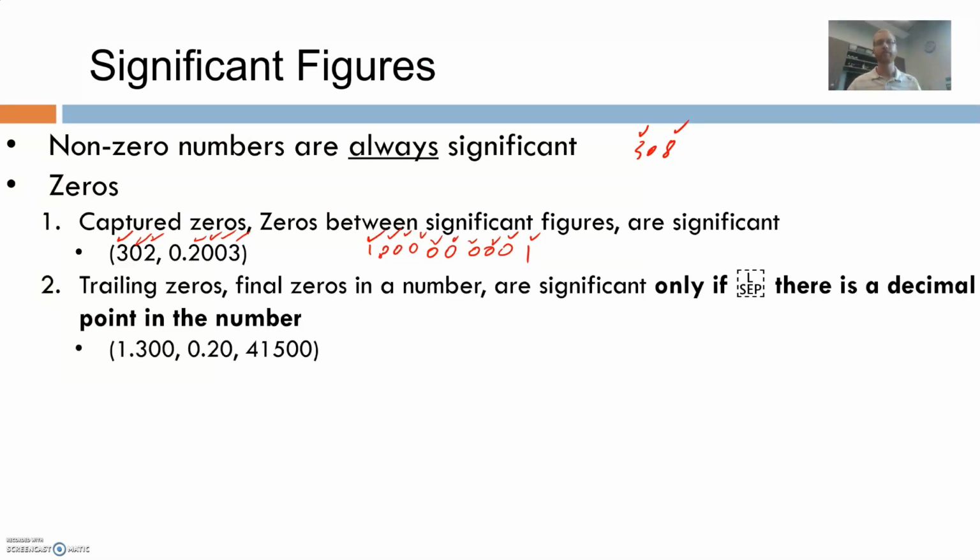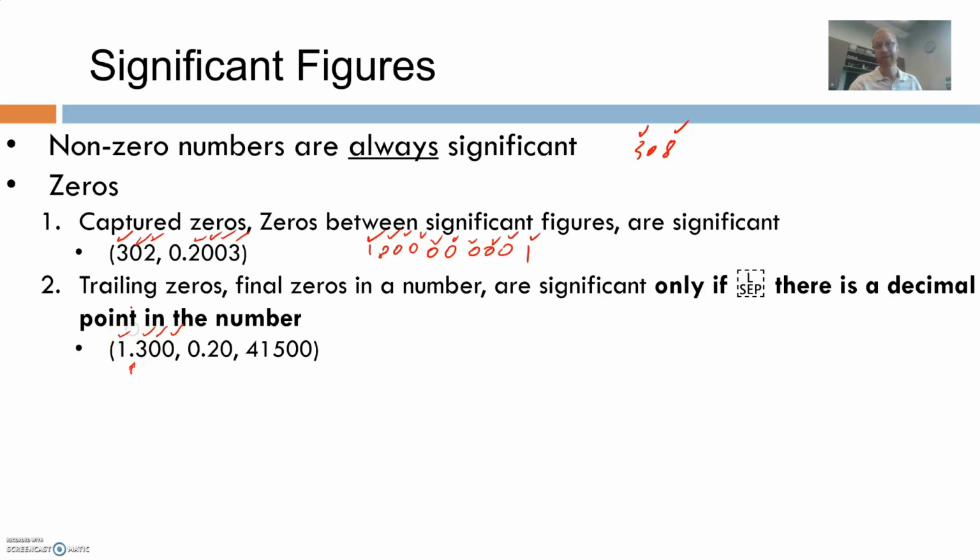Trailing zeros. Okay, this is your sometimes rule. Trailing zeros are significant only if there is a decimal point in the number. Okay, now, right here, we have 1.300. These are trailing zeros. These are final zeros here, right? Well, if you see zeros at the end of a number, the next question you have to ask yourself is, is there a decimal in the number? Yes, right there. And therefore, those zeros are significant.